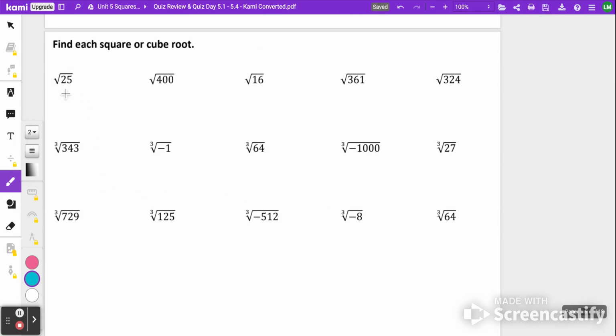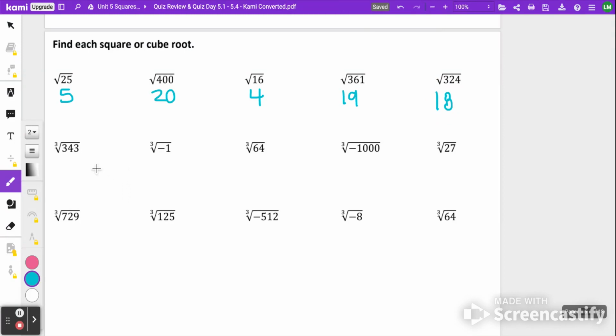Keeping it going here, we have the square root of 25 is 5, the square root of 400 is 20, the square root of 16 is 4, the square root of 361 is 19, and the square root of 324 is 18. Now we're going to talk about our cube roots.